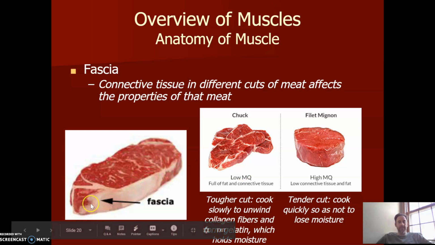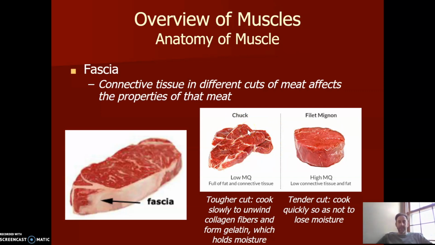You may be familiar with fascia because you see it in meat. So if you get a cut of meat, this is actually part of a steak. This is the fascia. And so it's quite likely that if you've ever had a steak, you have cut off the fascia because it doesn't taste very nice. And interestingly, different cuts of meat have different amounts of connective tissue in there. So chuck tends to be a tougher cut than, say, filet mignon. And the reason why is it has a lot more fascia, a lot more of that connective tissue in there.